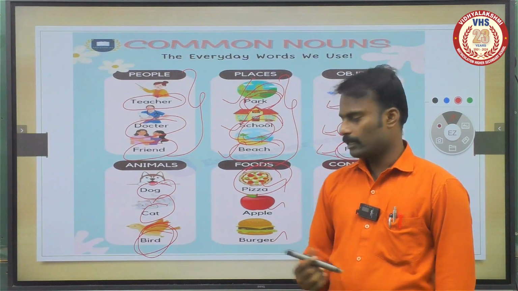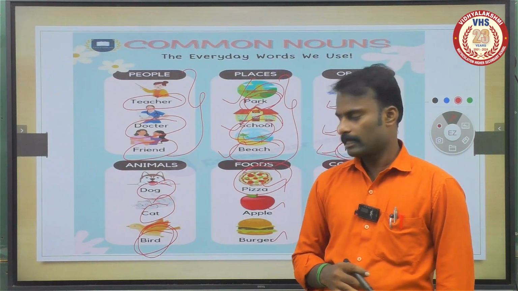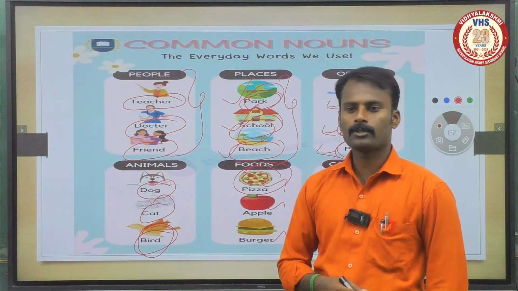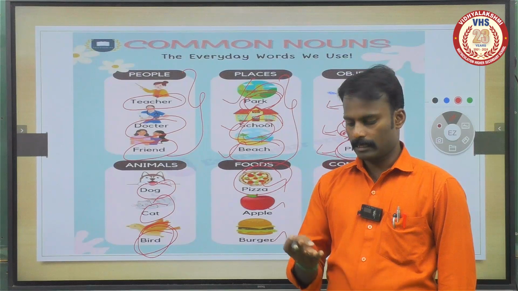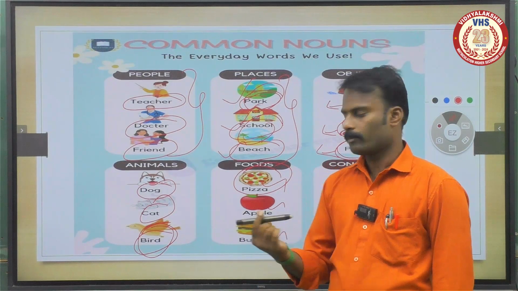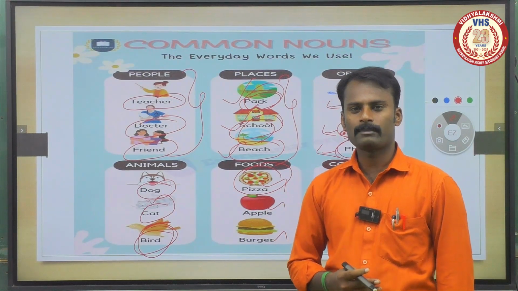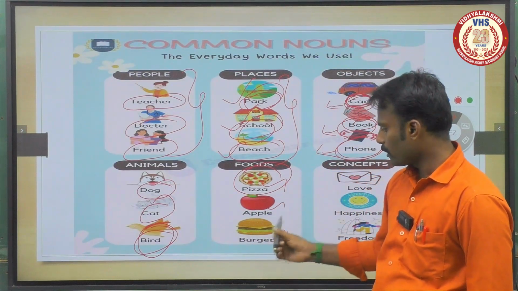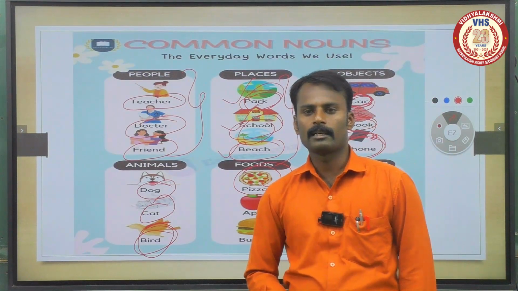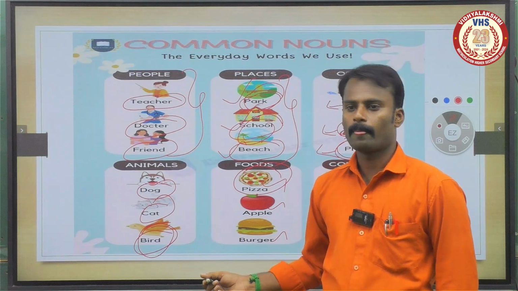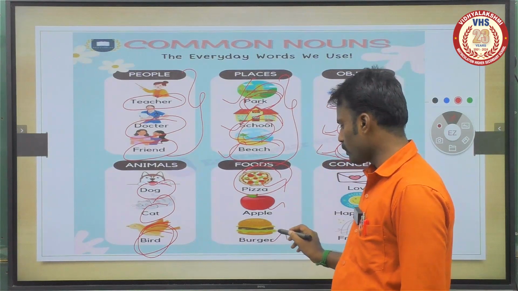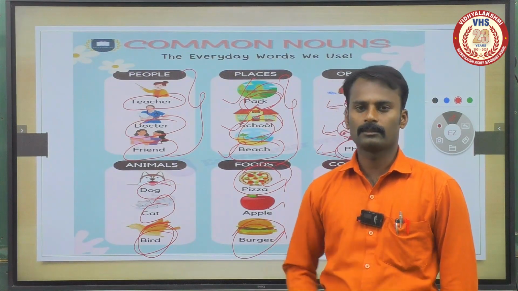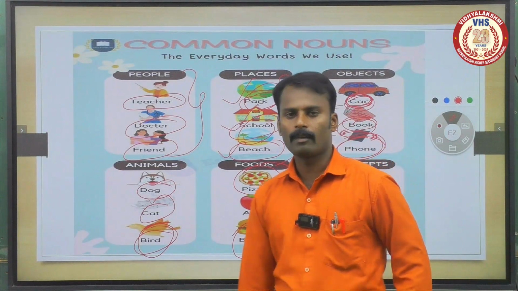So here I mentioned only pizza. Next, apple. Apple is also divided into green apple and red apple. There are types of apple, but I mentioned only apple. Next, burger. Burger also has sweet burger, veg burger, chicken burger. There are so many types of burger, but here I mentioned only burger, commonly. Okay, so these all are called common nouns.